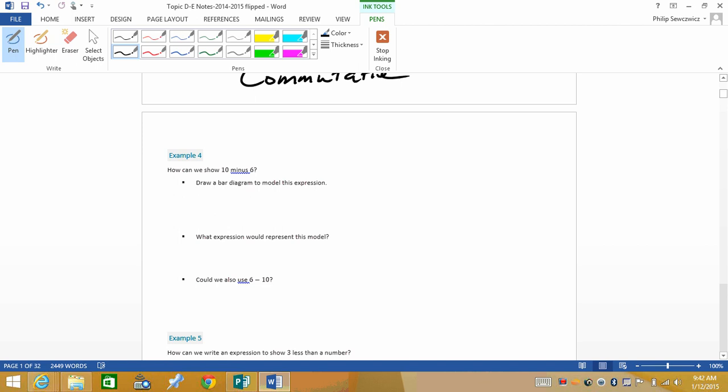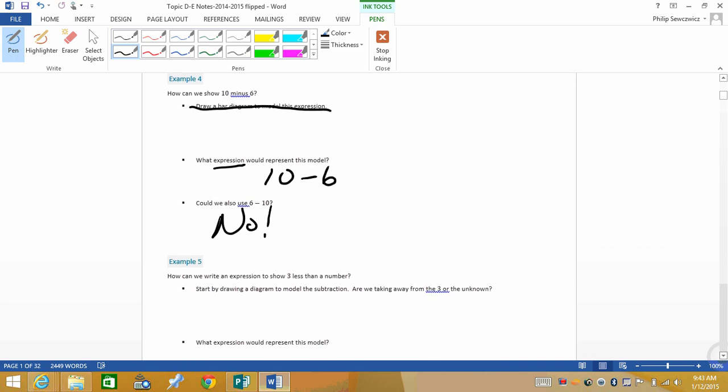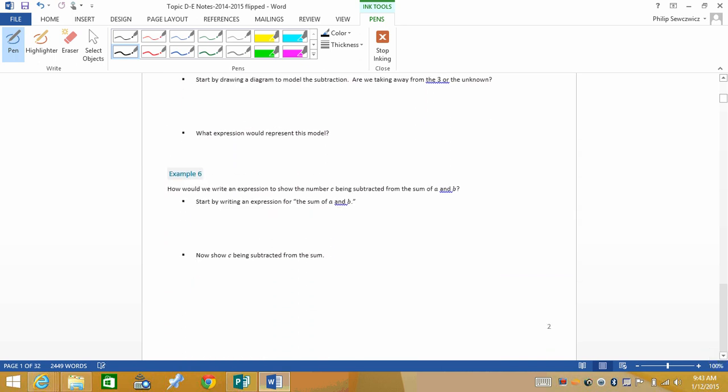Here we go. So how can we show 10 minus 6? Well, I'm not worried about a bar diagram. Let's go to your expression. Remember, your expression is, yes, math problem. So 10 minus 6. Can we use 6 minus 10? No, we can't. It's not the same thing. So we talked about this before. Is subtraction commutative? No, it's not. All we have is our addition and our multiplication that is commutative.